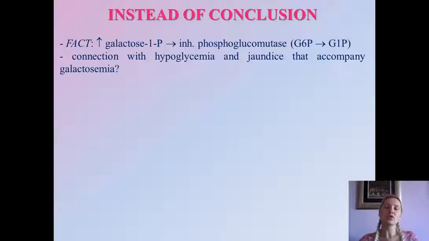And instead of conclusion for this topic, I'm going to give you one fact. Apart from all those symptoms connected to galactosemia, accumulation of galactose 1-phosphate also inhibits the activity of phosphoglucomutase, which is responsible for interconversion of glucose 6-phosphate to 1-phosphate and back. So can you connect this fact with hypoglycemia and jaundice that accompany galactosemia?